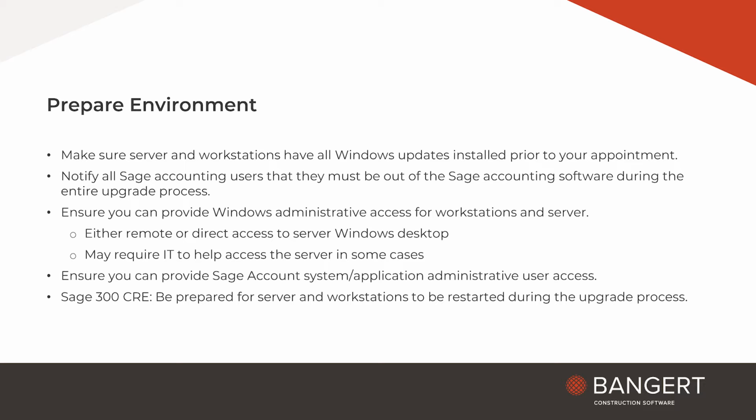If you need to reach out to your IT provider in order to get that access, make sure to have that arranged in advance. And it's always a good idea, even if you don't need your IT provider to help with that, to just let them know that you're going to be having that upgrade. You also want to make sure that you have Sage accounting system or application administrative user access in order to upgrade that data towards the end of the process, as well as potentially make backups.